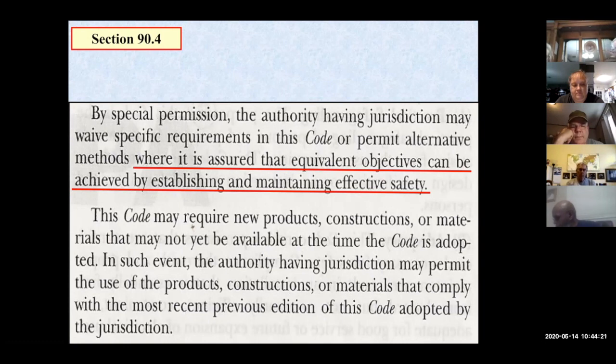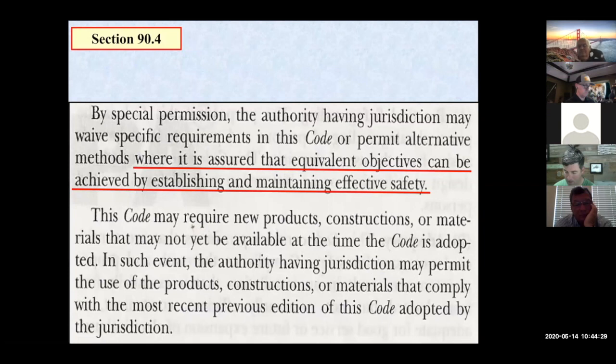So, also for the authority between codes, our code comes out every 3 years. It's generally on the books for about a year before it really starts to be enforced, even though the state of Texas will adopt the 2020 code September 1 of this year. We will be under the 2020 National Electrical Code. We're on the 2017 now.